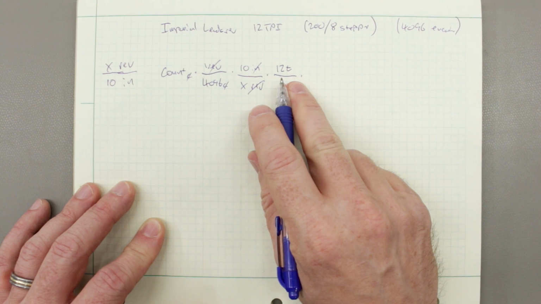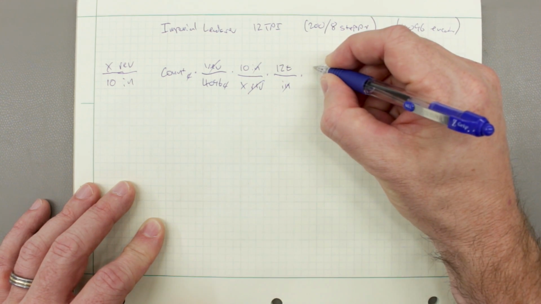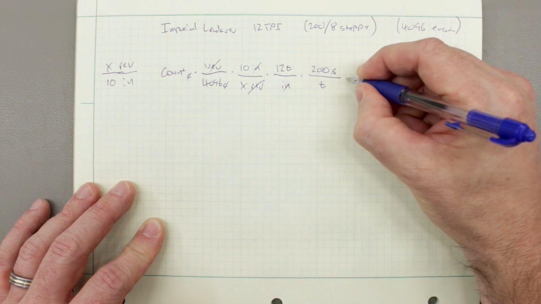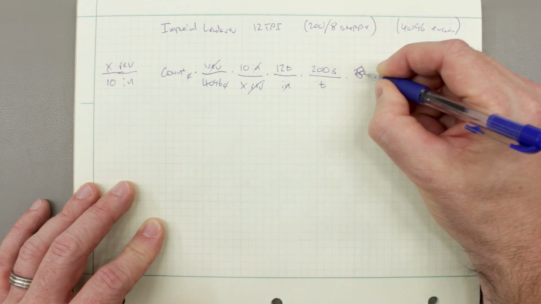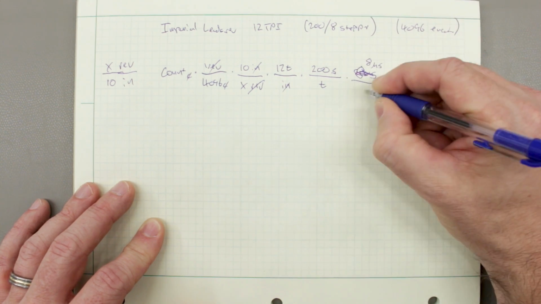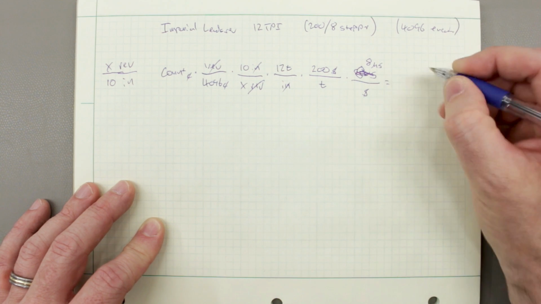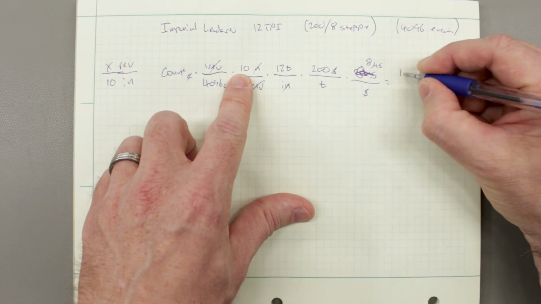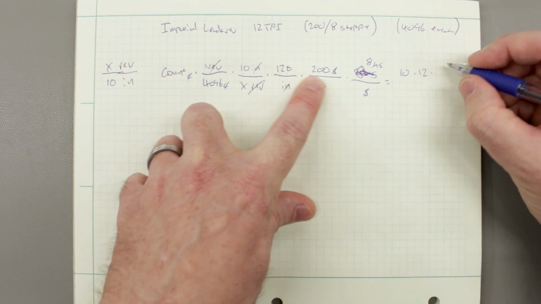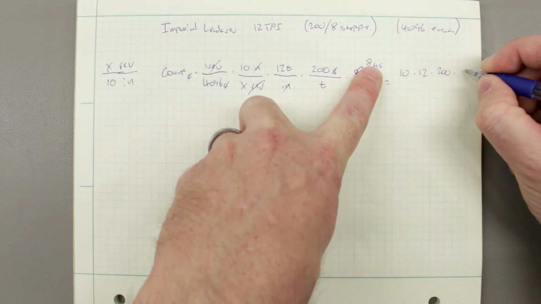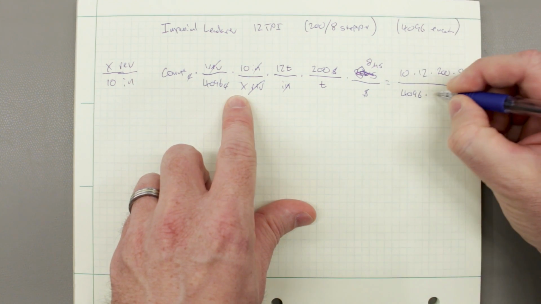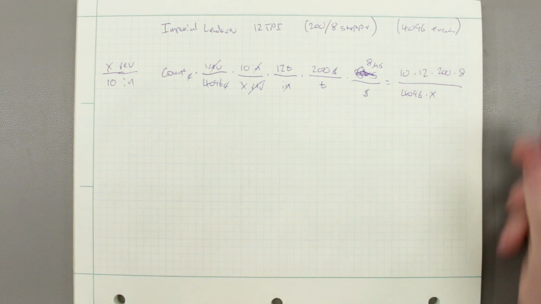And I'm turning that directly with a stepper motor. So that then is 200 steps per turn. And 8 microsteps, 8 microsteps per step. Steps cancel, and so as a result I get 10 times 12 times 200 times 8 over 4,096 times X, and that's it.